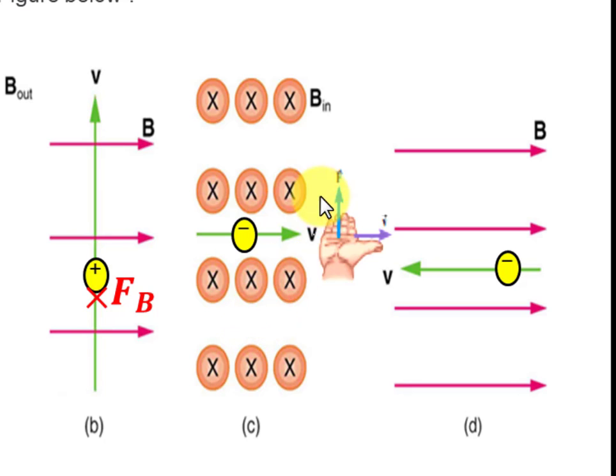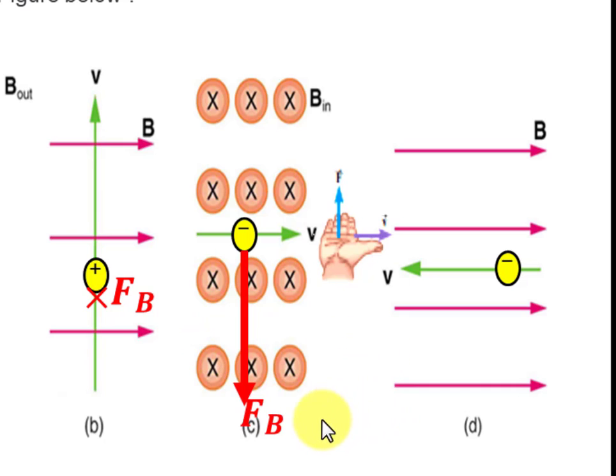If you put your palm here, you will get this, right? With v to the right, using your thumb here and your fingers into the page, you should get the force upward. This is true if the charge is positive. But this is a negatively charged particle, so the direction should be downward. You must remember this.